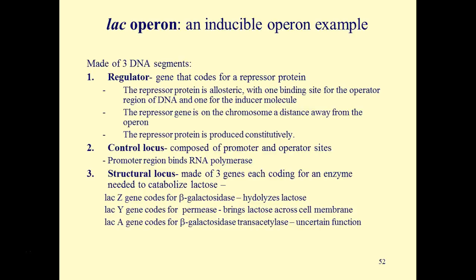So the 3 genes that are involved in the Lac Operon include the LAC-Z. That gene codes for beta-galactosidase. Beta-galactosidase is an enzyme that hydrolyzes lactose or breaks down lactose. The LAC-Y gene codes for an enzyme called a permease. Permease brings lactose across the cell membrane. And then finally, the LAC-A gene codes for beta-galactosidase transacetylase, and exactly what that does has not been figured out yet.